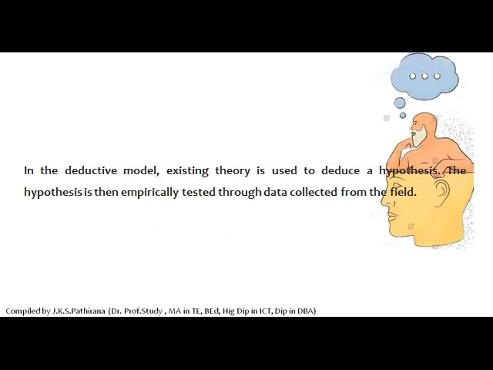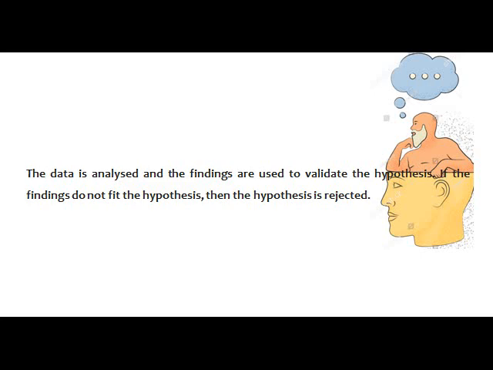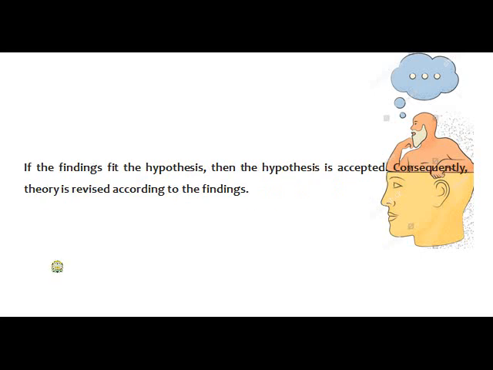The differences between the inductive and deductive models. In the deductive model, existing theory is used to deduce a hypothesis. The hypothesis is then empirically tested through data collected from the field. The data is analyzed and the findings are used to validate the hypothesis. If the findings do not fit the hypothesis, then the hypothesis is rejected. If the findings fit the hypothesis, then the hypothesis is accepted. Consequently, theory is revised according to the findings.